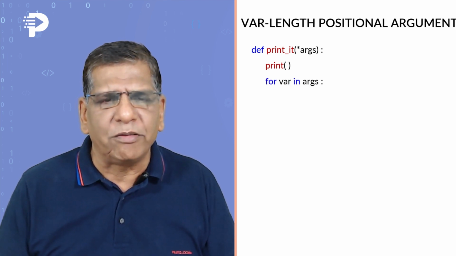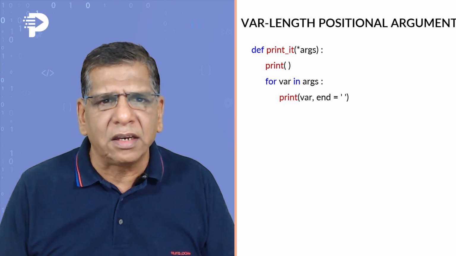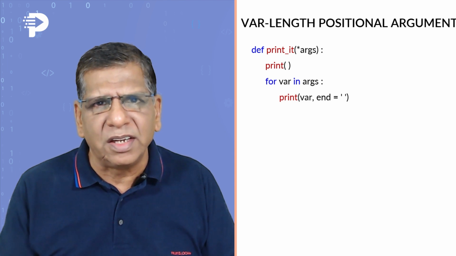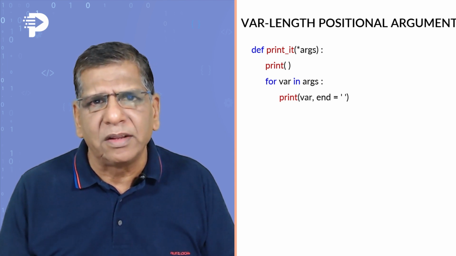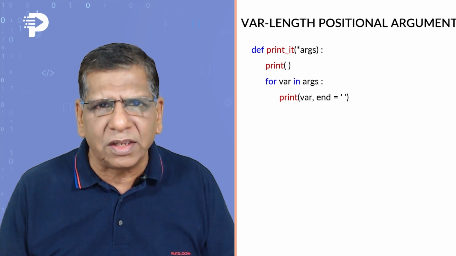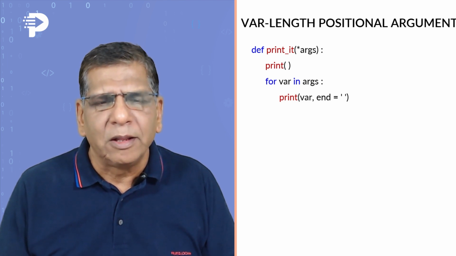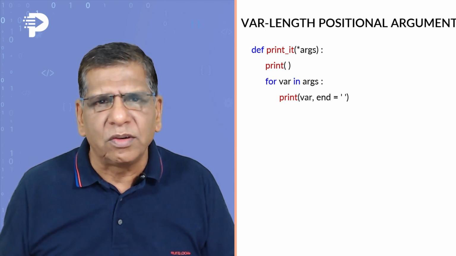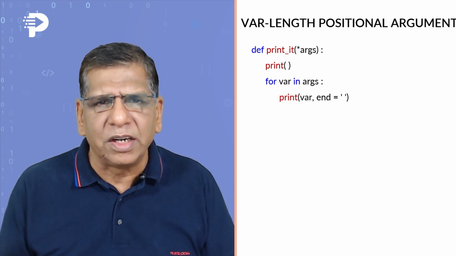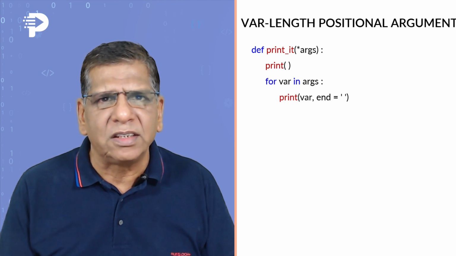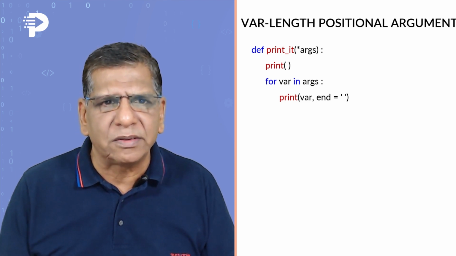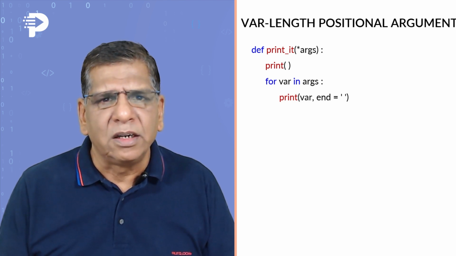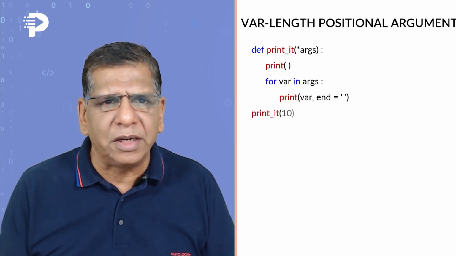So I can say for var in args, and then I can keep printing each var, end equal to empty space, indicating that after printing one argument, you will be able to print the next one right in the same line. By default, end is \n. We don't want to go one line at a time. We want to print everything in one line. That is why we are changing end to a value space. We know we can change the default value of the end parameter.